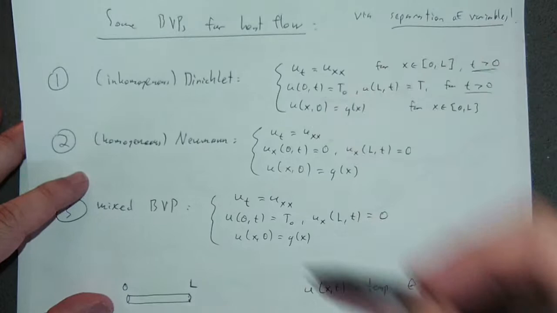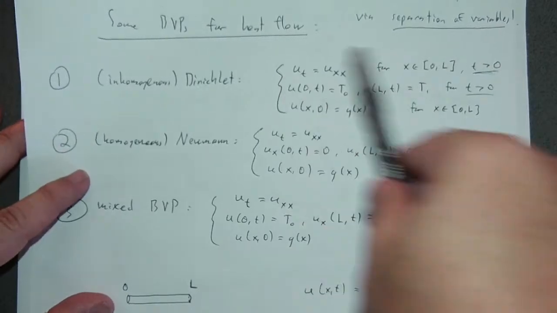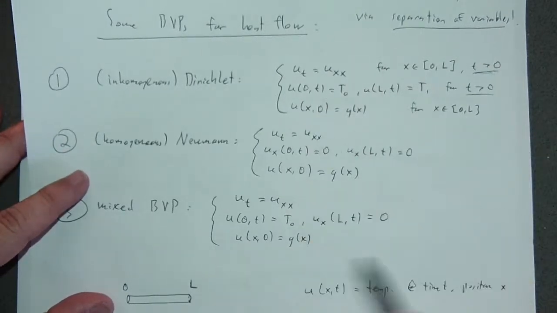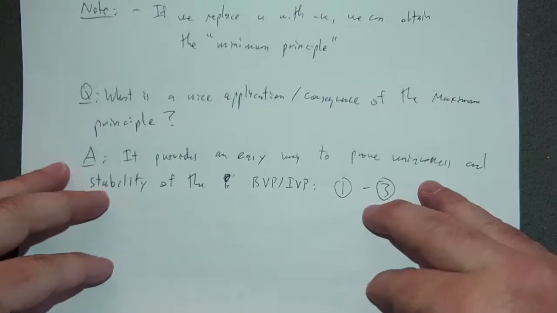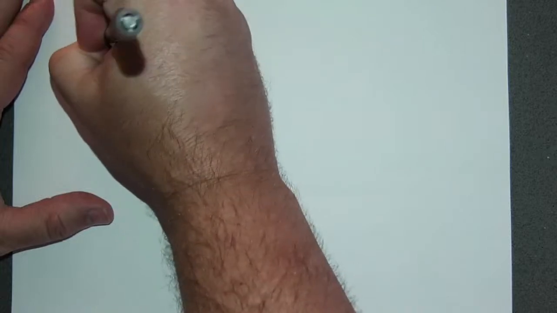So all of these can have uniqueness, and stability is actually not hard at all to show using the maximum principle. A consequence of the maximum principle is that uniqueness and stability can be shown for any of those boundary value problems. Okay, one more thing about the heat equation.